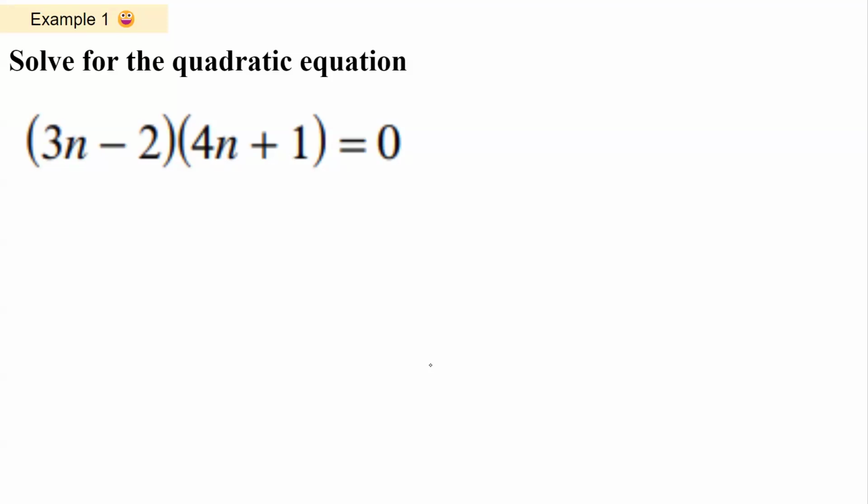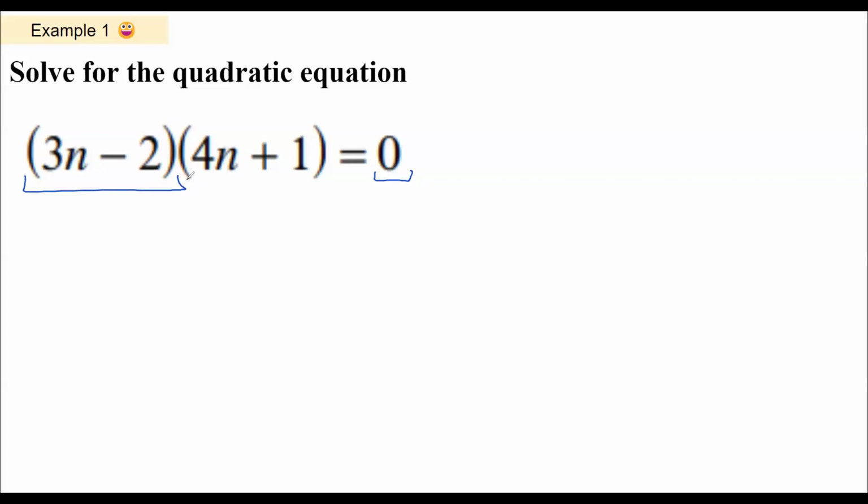So yesterday we said my product is 0, which means that one of these factors has to equal 0. We're going to figure out what value makes the first factor equal to 0 and what value makes the second factor equal to 0. So let's make our first factor, 3n minus 2, equal to 0, and the second factor, 4n plus 1, equal to 0. All right, so how do I solve? It's a two-step equation. What's my first inverse?